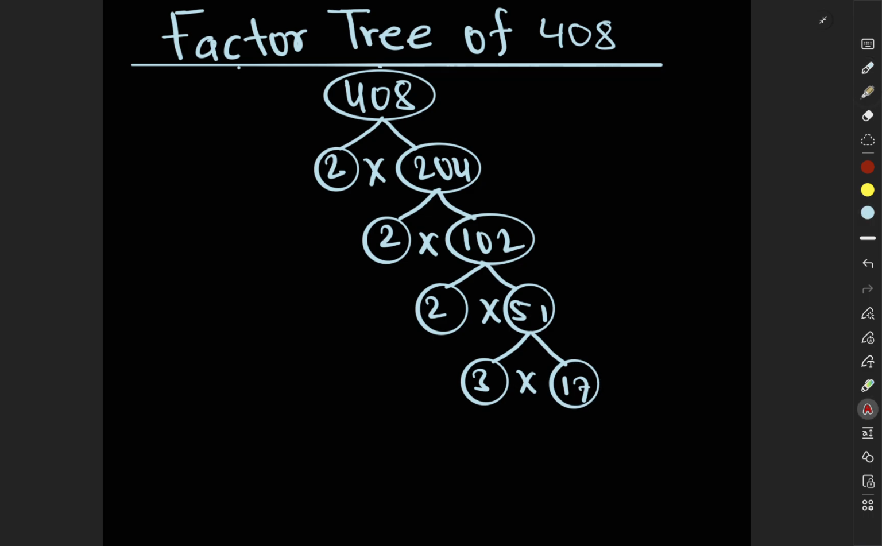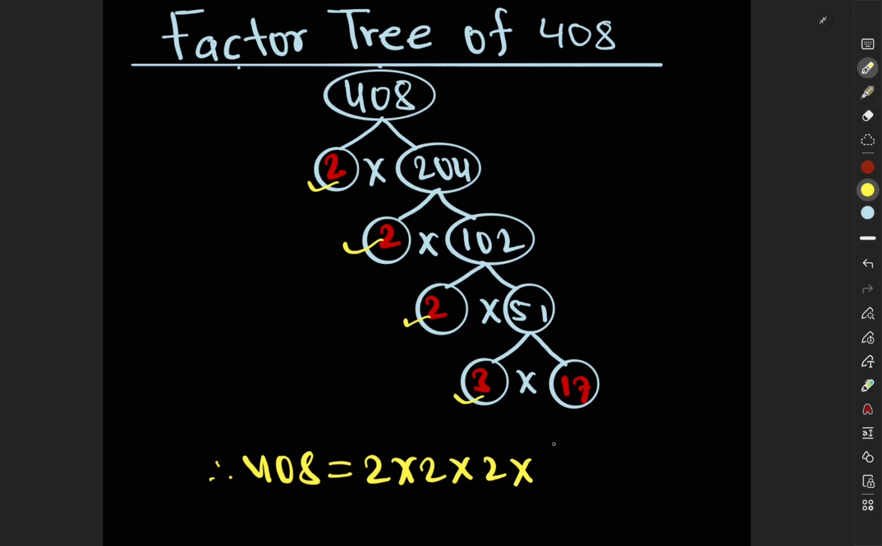So now we select the prime numbers in all these numbers. The prime numbers here are 2, 2, 2, 3 and 17. So we can write 408 as the product of all these prime numbers, that is 2 times this 2 times this 2 times this 3 times this 17.